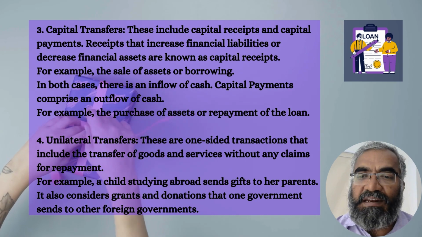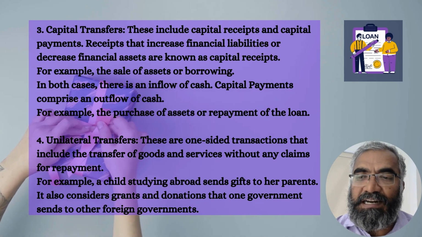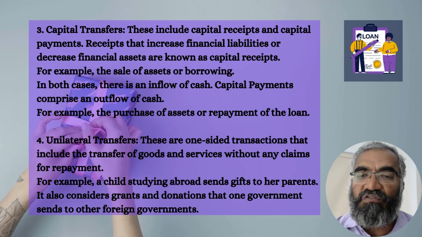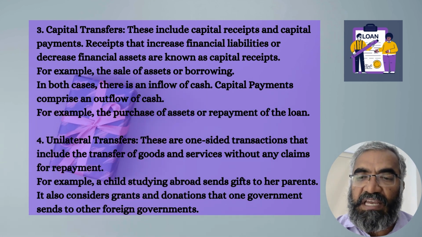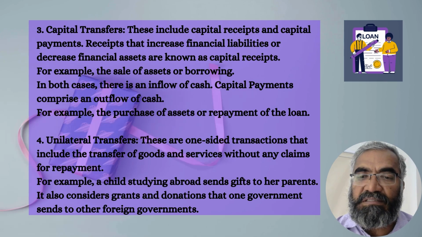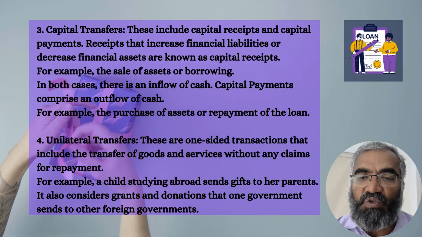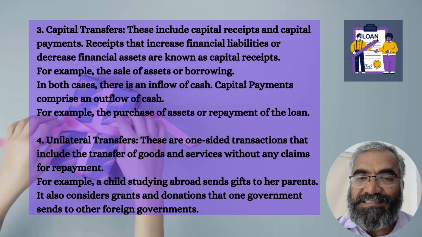Number 4, unilateral transfers. These are one-sided transactions that include the transfer of goods and services without any claims for repayment. For example, a child studying abroad sends a gift to her parents. It also considers grants and donations that one government sends to other foreign governments.